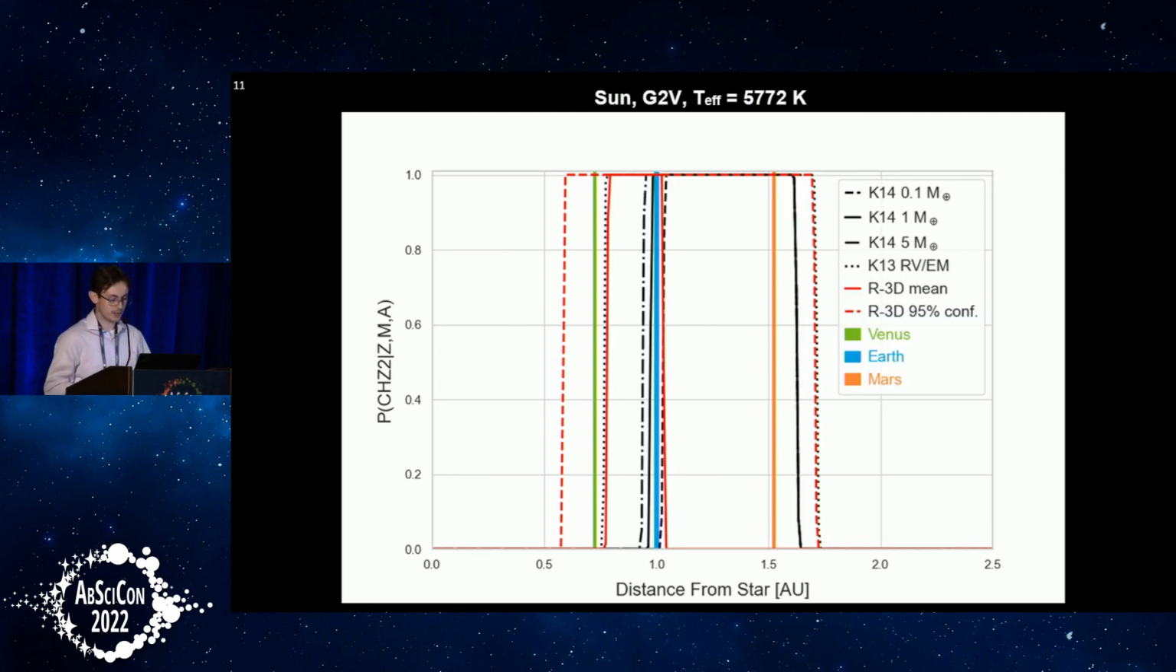But then we can overlay the Kopparapu models onto here. It does get a little messy, but we can see that the mean values from the ROCKE-3D model are shifted slightly inward and is a much tighter distribution than that from the Kopparapu models. But then when we factor in the 95% confidence interval, it becomes much more optimistic than the 1D model, especially when you consider the inner edge of the habitable zone. It goes much farther in.